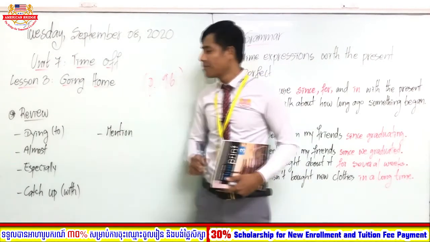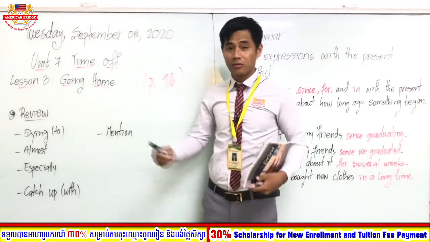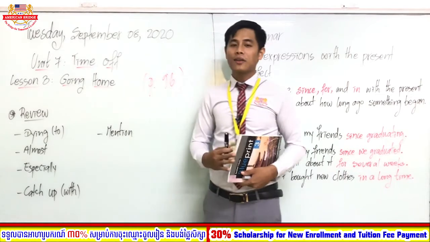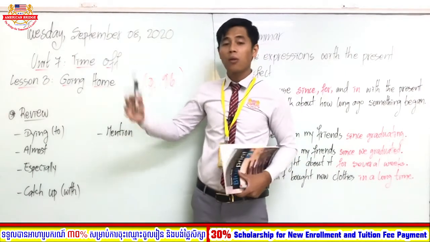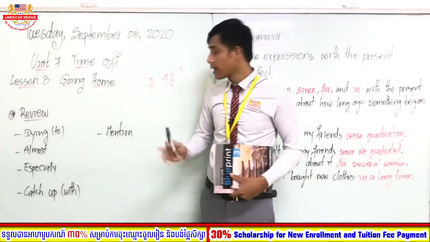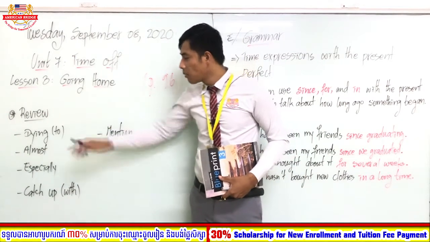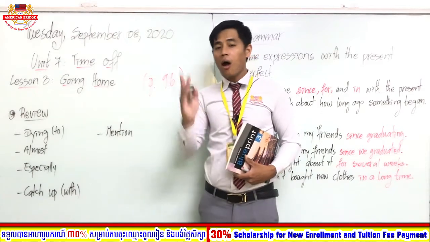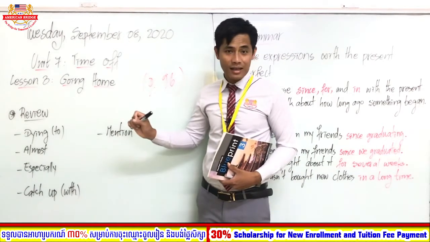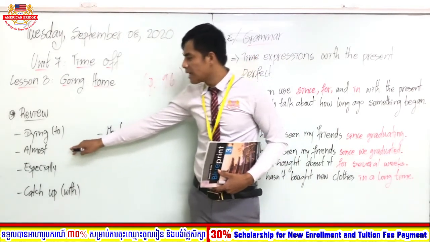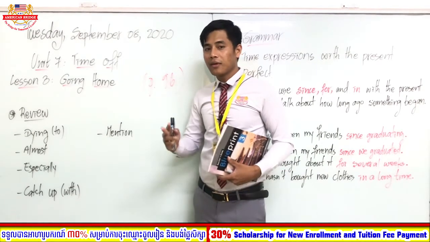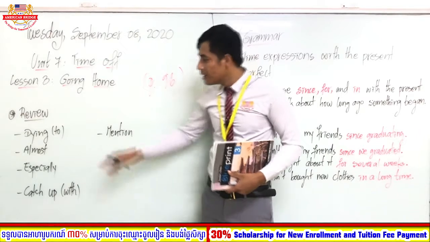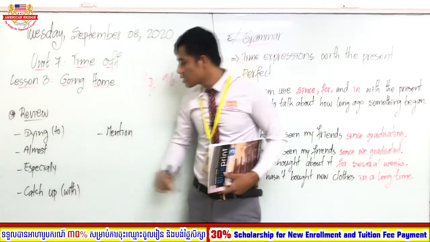Students, who can tell me about this word? Dying to. What does dying to mean? Dying to means wanting or looking forward to doing something. This is its meaning. Almost. What does almost mean? Who can tell me? Almost means nearly, or we can say a little bit. Almost means like this.